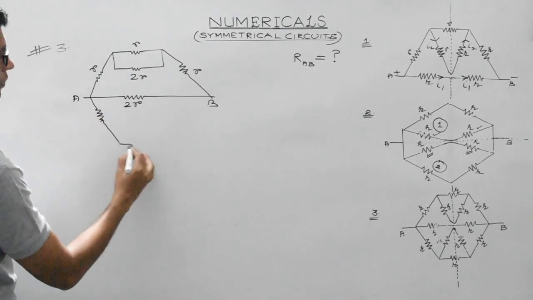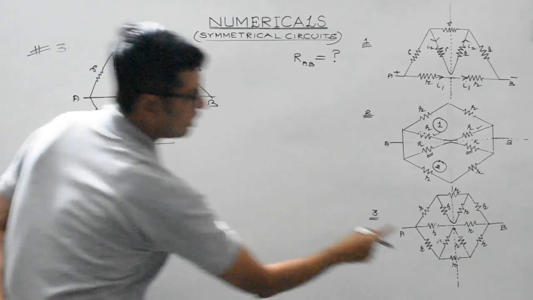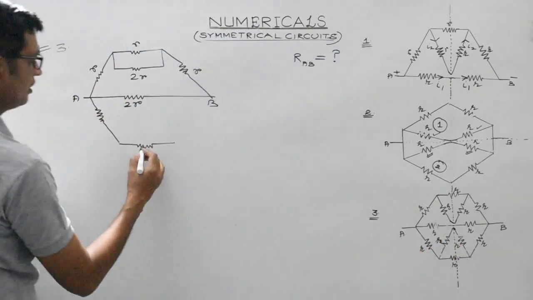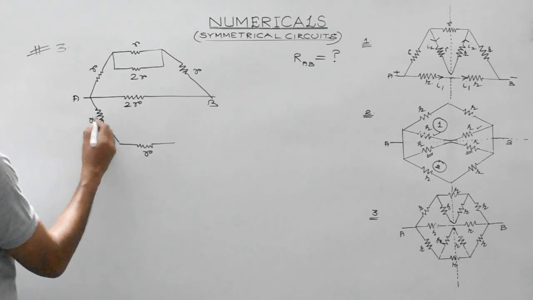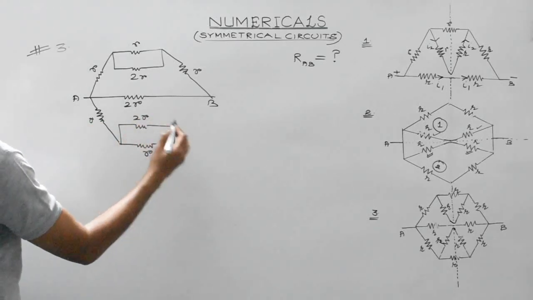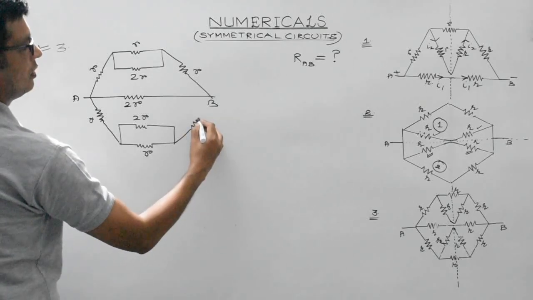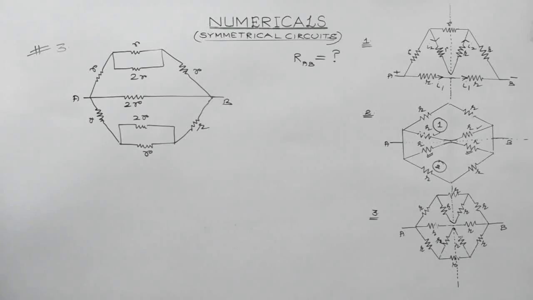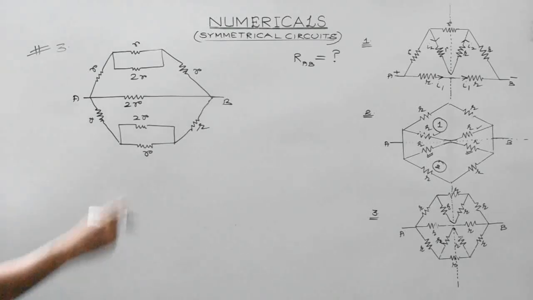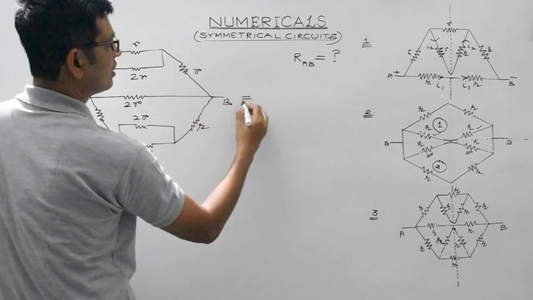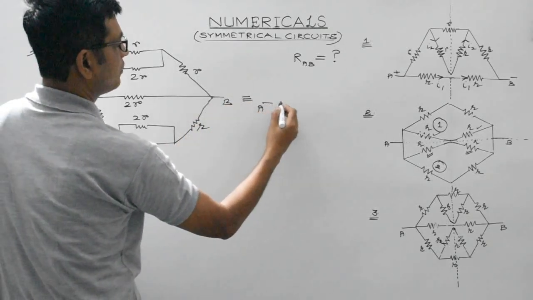R, then this one is R and R. These two being in series, it will give us 2R like this. Right, students? Okay. Now let's try to solve it. R and 2R, these two are in parallel. So therefore its equivalent circuit would be like this.